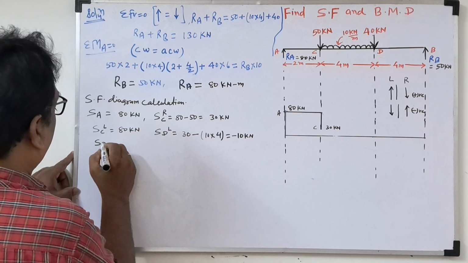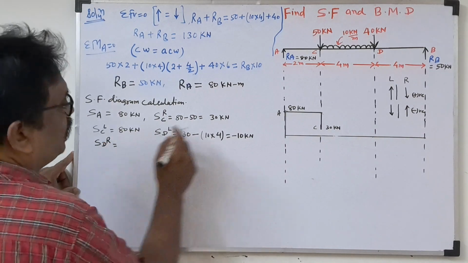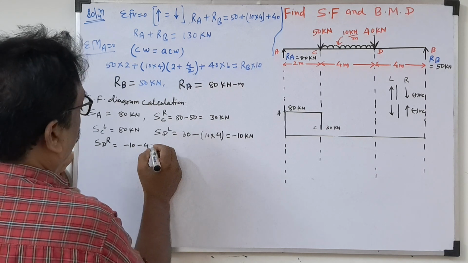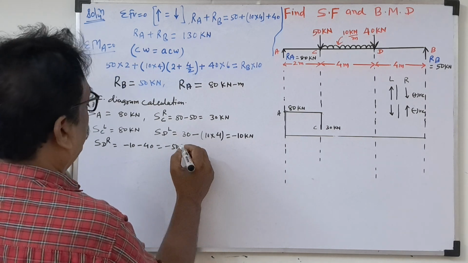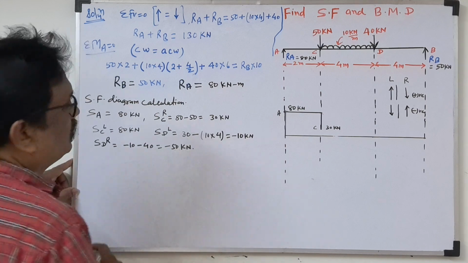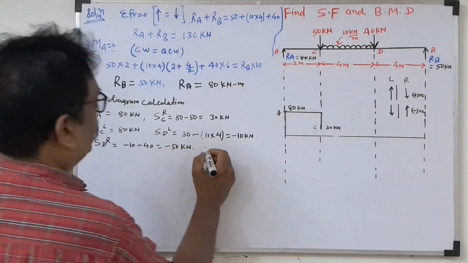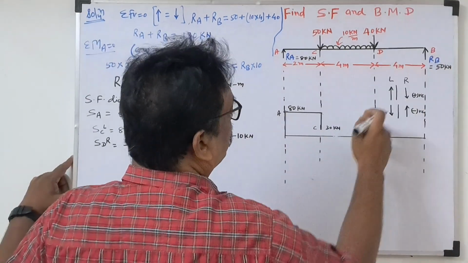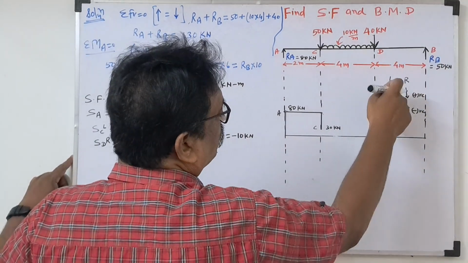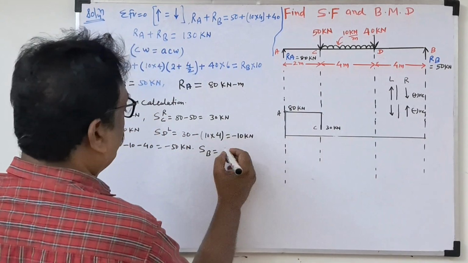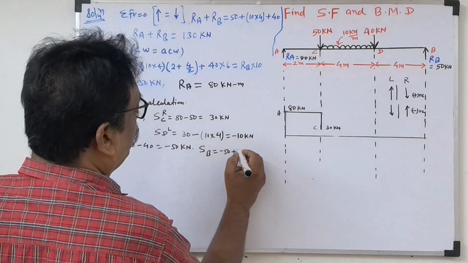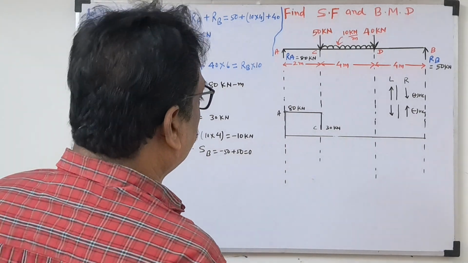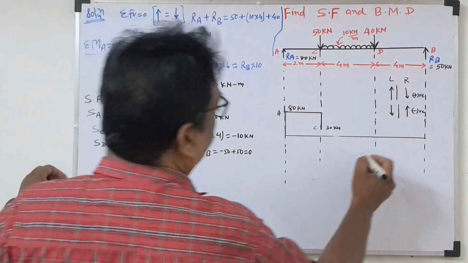And SDR, we will take, that means we are considering the point load also. So minus 10 minus 40 is equal to minus 50 kilonewton. This is SDR. Then we will go to SB. SB, vertical, left side, so this is positive. So minus 50 plus 50 equals 0. So the shear force at point B will be 0.